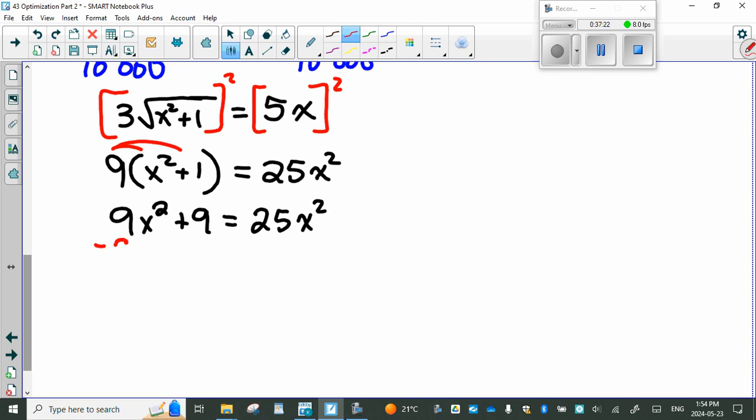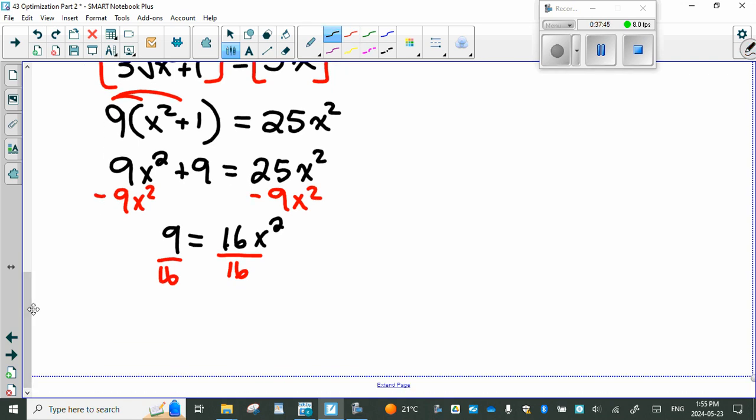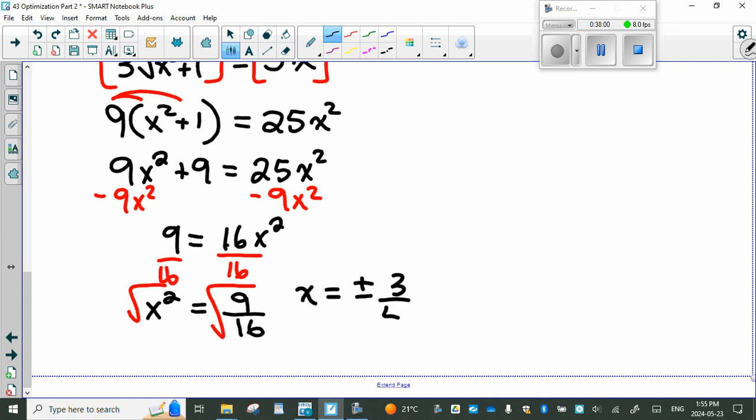Yes, squared. The numbers work out so nice in this problem too. I just love it. Then what about next? Not yet. Divide by 6. So I've got it down to x squared is 9 over 16. And now I square root both sides. And I get positive or negative, square root of 9 is 3, square root of 16 is 4, as my critical numbers.